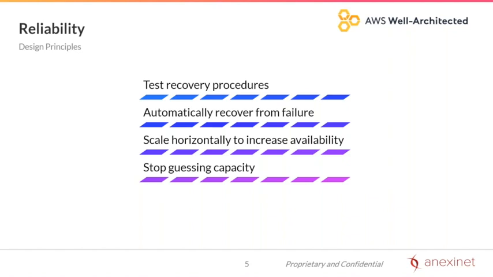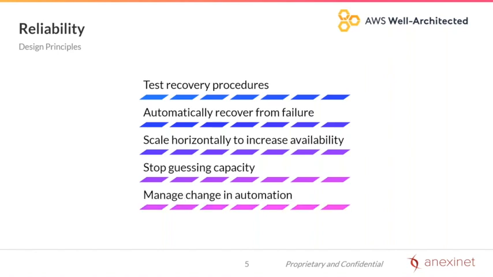Again, the stop guessing at capacity comes right back in here with reliability. When we talk about reliability, we're not just talking about the ability to survive a failure. We're also talking about the ability to survive increased demand on your application. If you use guessed at capacity and that capacity is static and you get it wrong, then your application could become unavailable, especially if there was a DDoS attack or you're just having a wildly successful day.